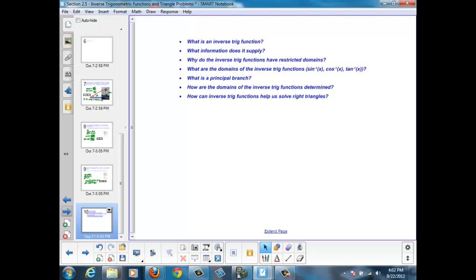What is an inverse trig function? What information does it supply? Why do the inverse trig functions have restricted domains? What are the domains of the inverse trig functions sine inverse, cosine inverse, and tangent inverse? What is a principal branch? How are the domains of the inverse trig functions determined? How can inverse trig functions help us solve right triangle problems?